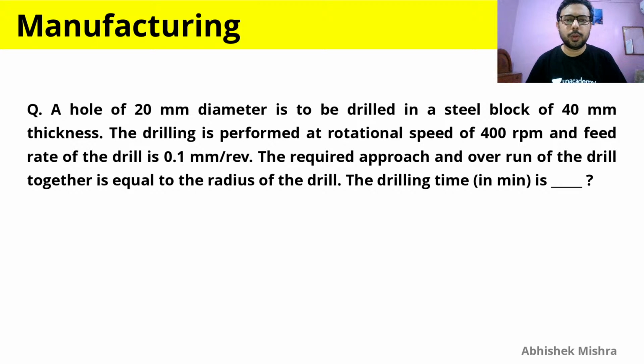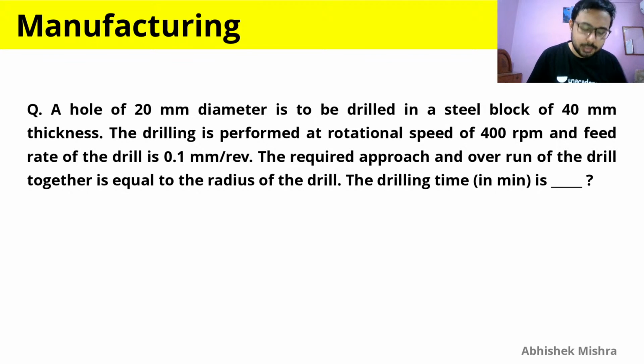Now in the second question that we will be doing today, we are getting this machining question, and we have to calculate drilling time in minutes. So what is given in the question? A hole of 20 mm diameter is to be drilled in a steel block of 40 mm thickness. Drilling is performed at a rotational speed of 400 rpm, and feed rate is also provided in mm per revolution. The required approach and overrun of the drill together is equal to the radius of the drill, and the drilling time in minutes is asked.